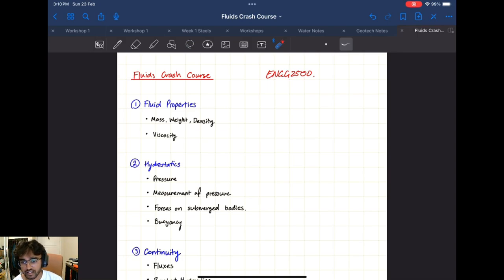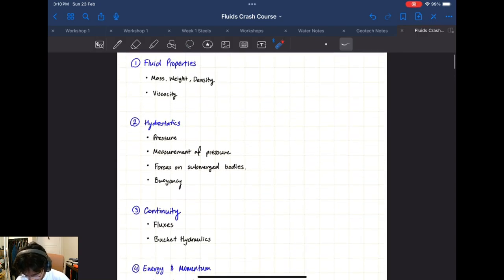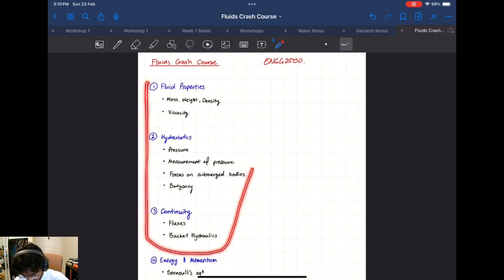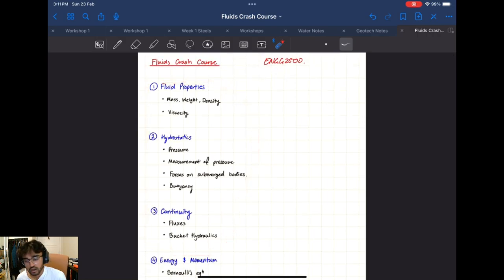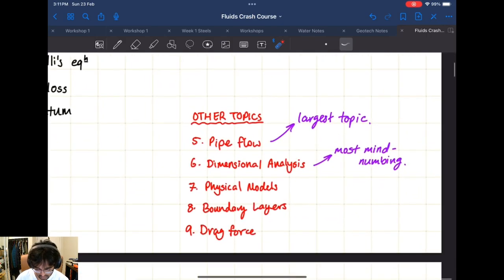I'm pretty much just going to go through the topics of the course, and what I'm mainly going to cover are the first three: fluid properties, hydrostatics, and continuity. Then there's also energy and momentum, which is another topic. And then these are the rest of the topics over here.